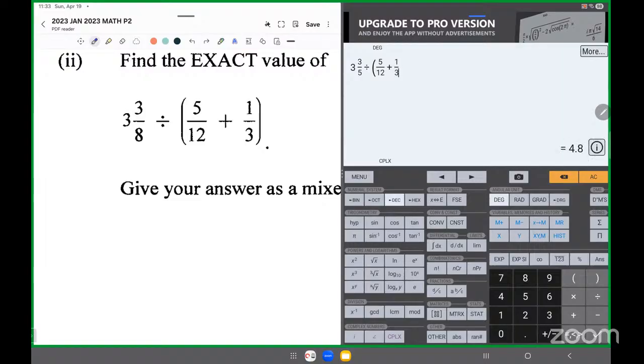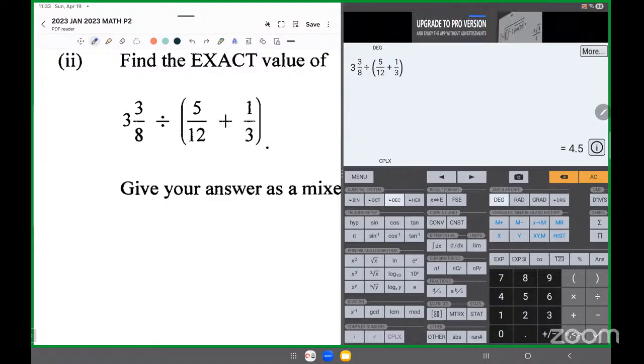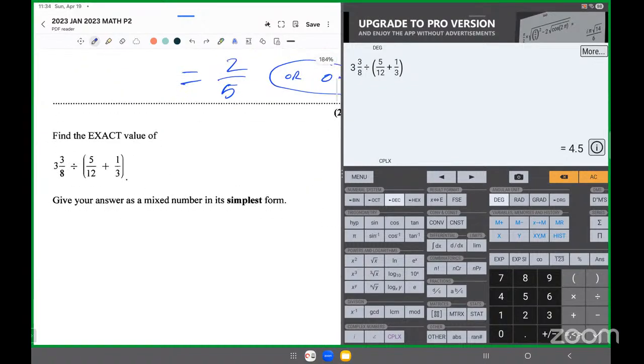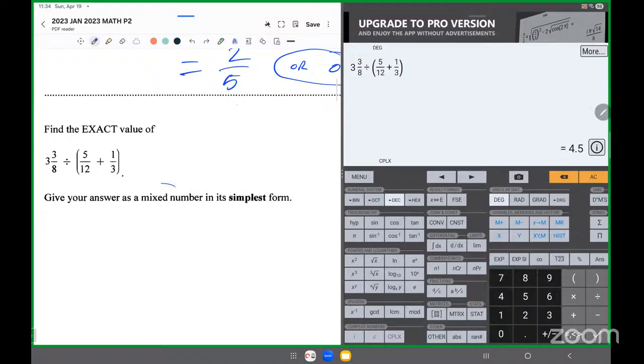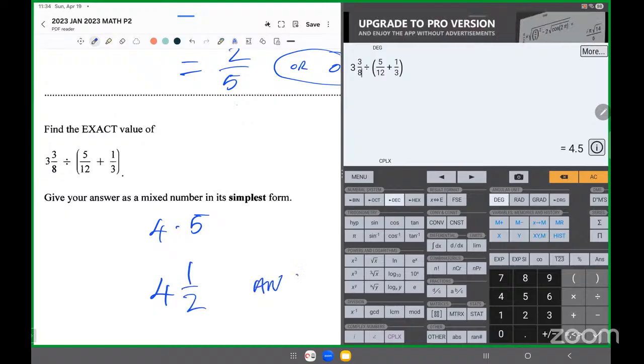So it's 3 and 3/8. That's 4.5. And what they say, they want this as a mixed number. So it says, give your answer as a mixed number. So we're following the instructions. As a mixed number, 4.5 is the answer. Right there. All right. So next question.